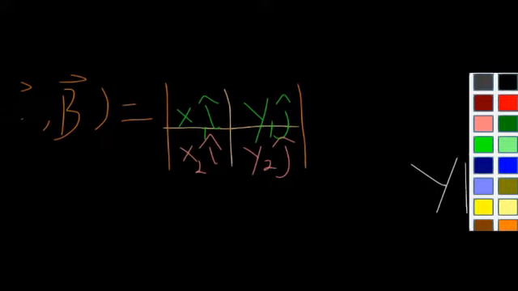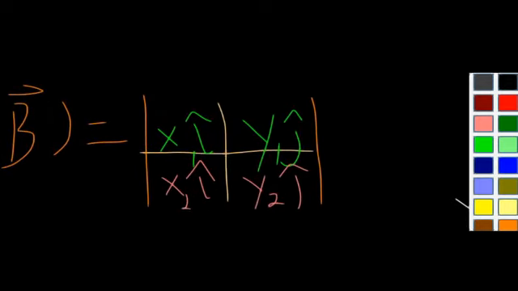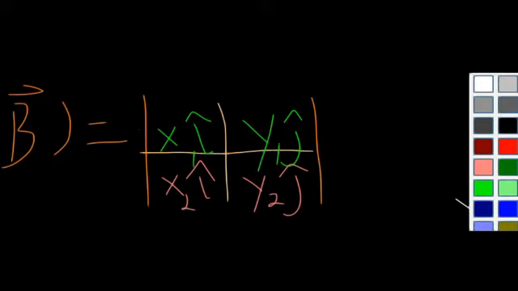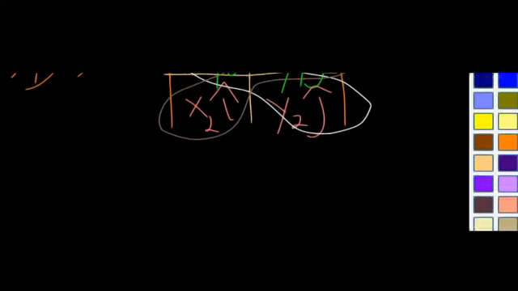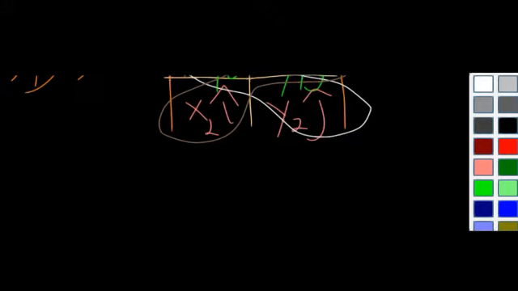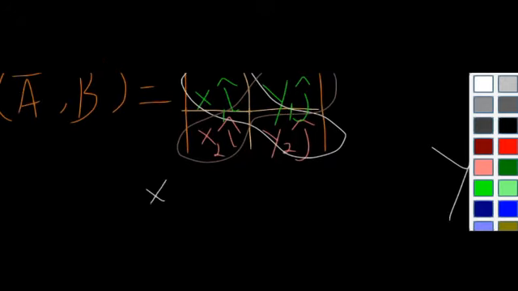So how do we get these components? What you want to do is multiply these two, and subtract by this. So that would look like x1.